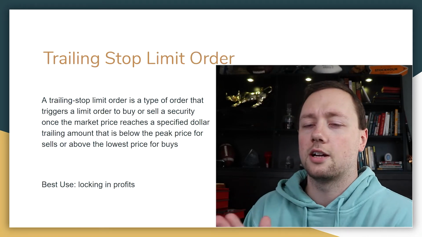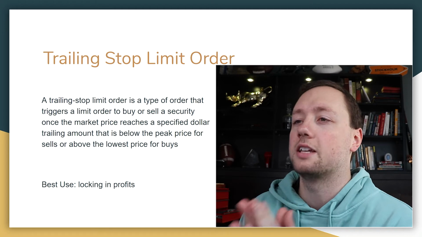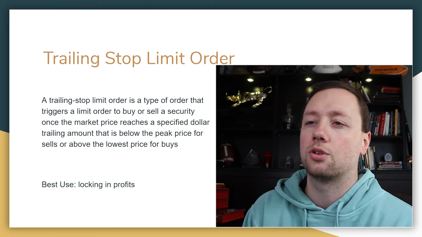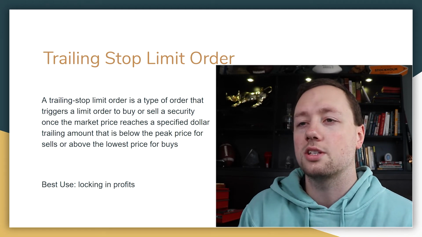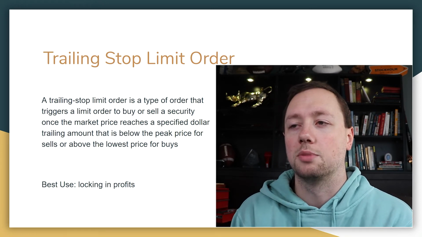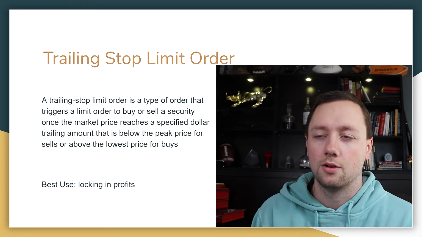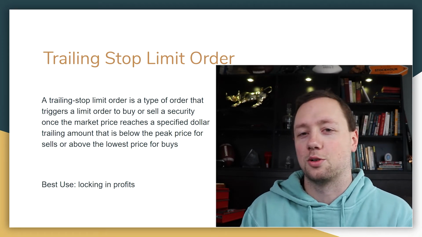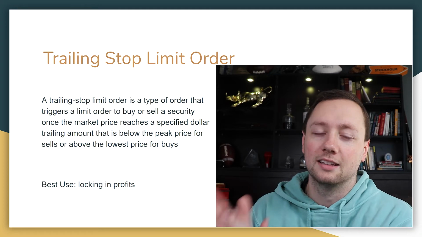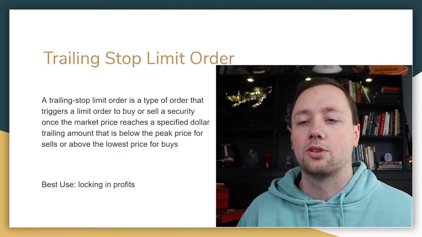Now the next one here is sort of similar. It's called a trailing stop limit order. A trailing stop limit order is a type of order that triggers a limit order to buy or sell a security once the market price reaches a specified dollar trailing amount that is below the peak price for sells and above the lowest price for buys. And so basically what's happening here is you're doing sort of the same thing, but instead of a limit order, it is going to be a trailing limit order so that hopefully it can go up with your price here.